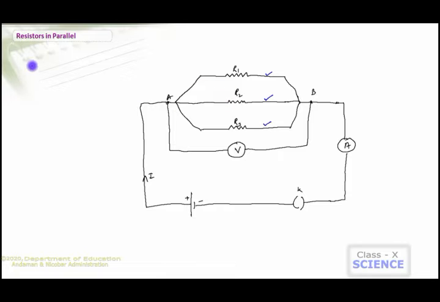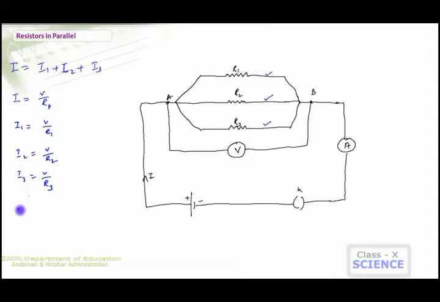Now from this we know that I is equal to I1 plus I2 plus I3, and we know that I is equal to V by R. Here R is the resistance of the resistors in parallel, we write it as Rp. By applying Ohm's law across each resistor, we will get I1 is equal to V by R1, I2 is equal to V by R2, I3 is equal to V by R3. So we know that I is equal to the sum of all the currents I1 plus I2 plus I3, and I is equal to V by Rp.